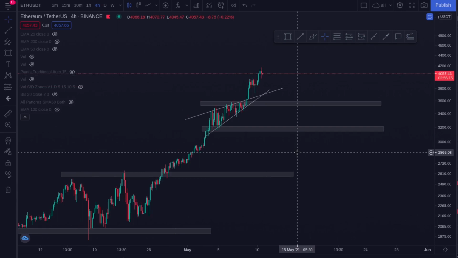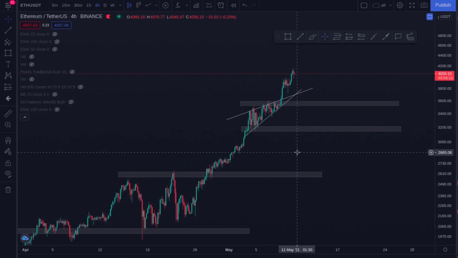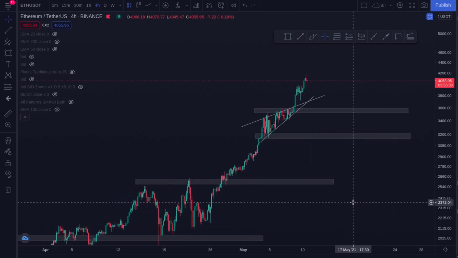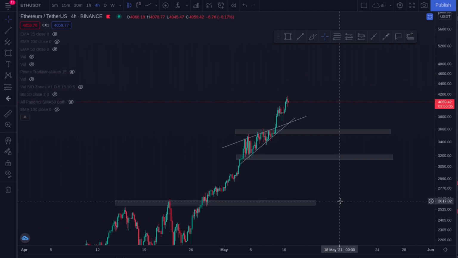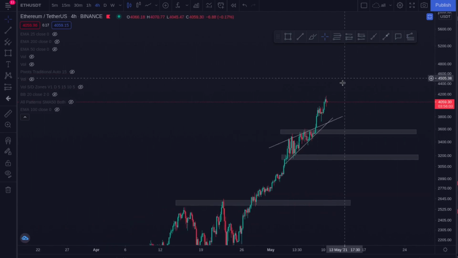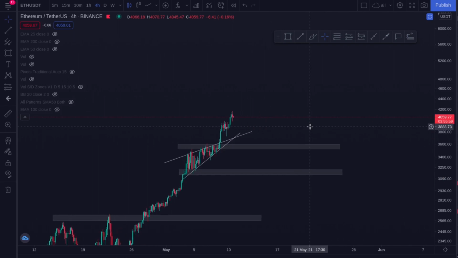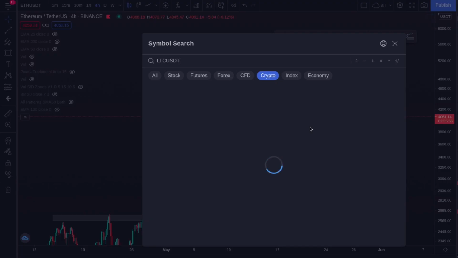But personally I won't recommend buying ETH at all. There are other coins, alts, which can outperform Ethereum in the upcoming days. ETH is making new all-time highs, so there is no resistance upward. Let's see where this thing stops. So next we have Litecoin USDT.